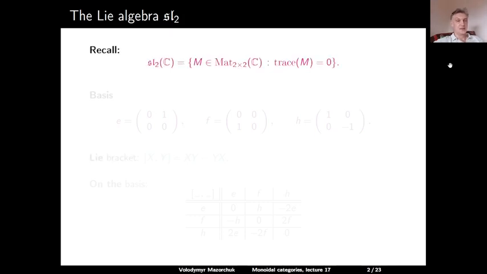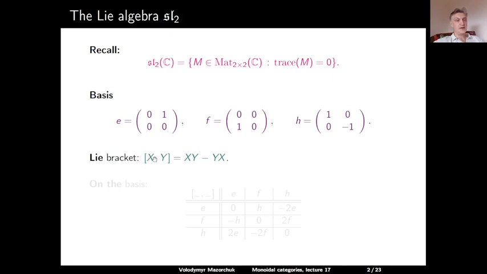The Lie algebra SL2 over the complex numbers is the Lie algebra of all traceless 2 times 2 complex matrices. This algebra has a basis consisting of the following 3 elements. The matrix E, which has 1 in position 1, 2, and the rest is 0. The element F, which has 1 in position 2, 1, and the rest is 0. And the diagonal matrix H, which has 1 and minus 1 on the main diagonal.